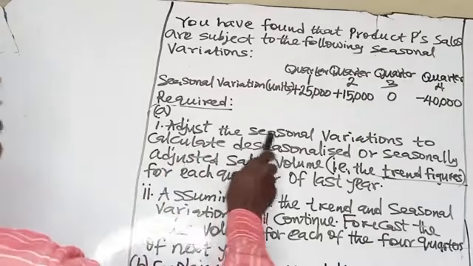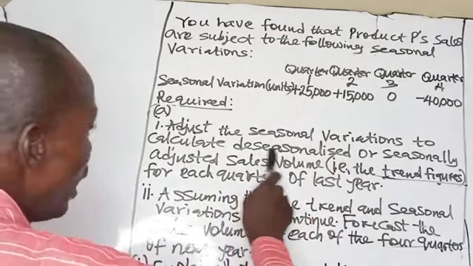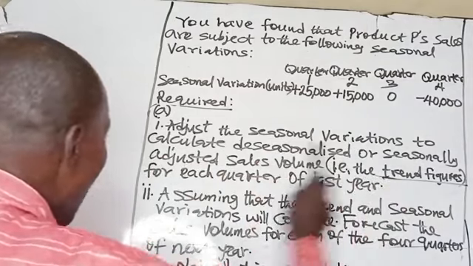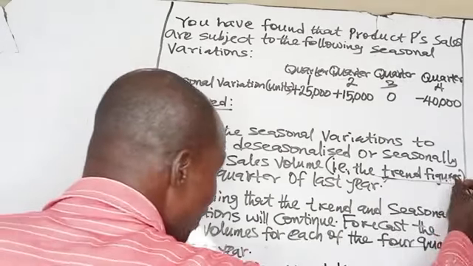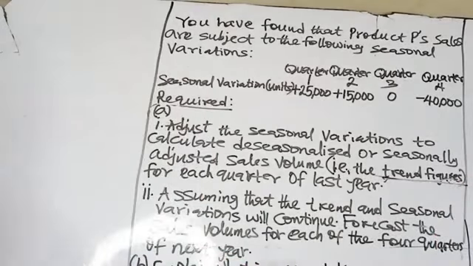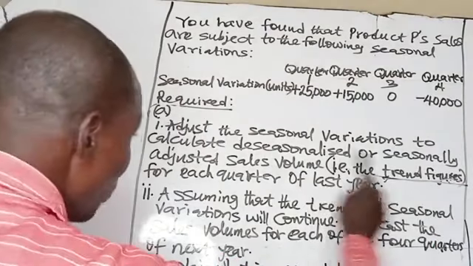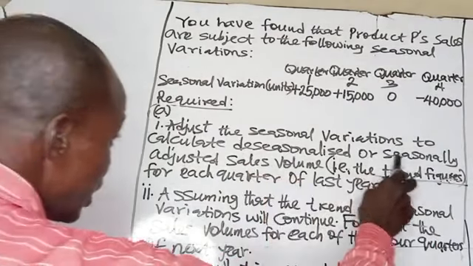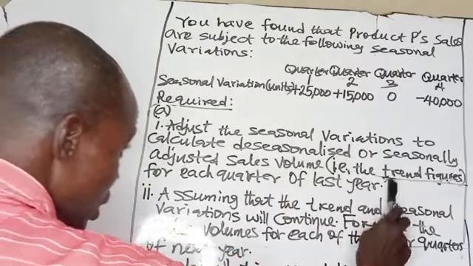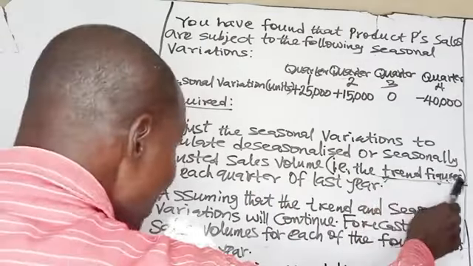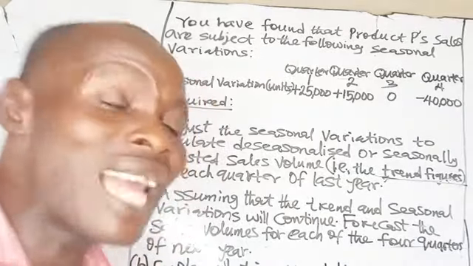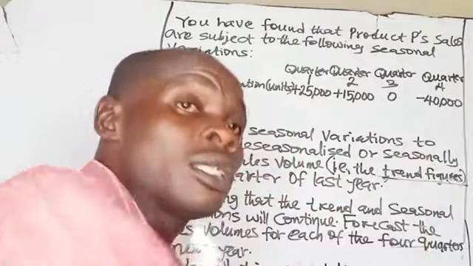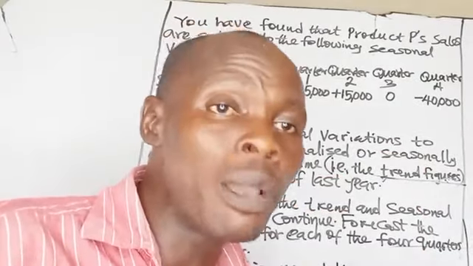You are to adjust the seasonal variations to calculate the deseasonalized or seasonally adjusted sales volume, that is trend figures. You want to estimate the trend figures for each quarter of last year. Now, that is what is meant by deseasonalized or seasonally adjusted sales volume, that is trend figure. So when you estimate trend figures in the data, that means you have deseasonalized it. Now, I've told you that where seasonal variation is given in plus or minus, the additive model is most appropriate.